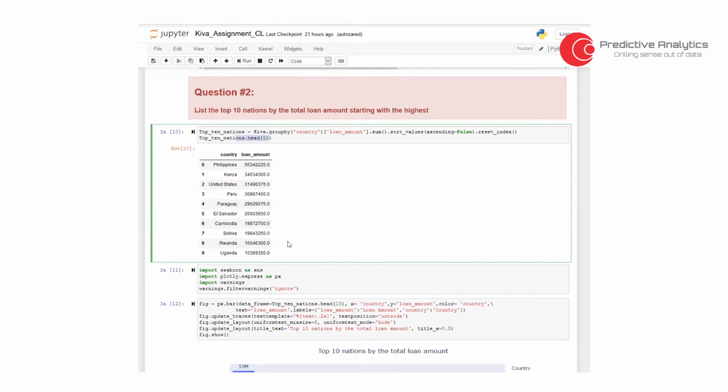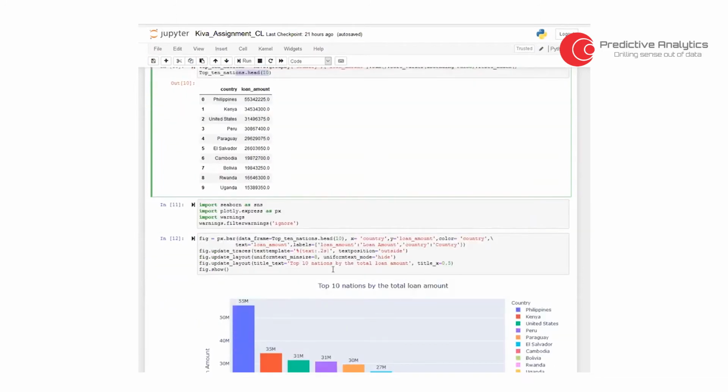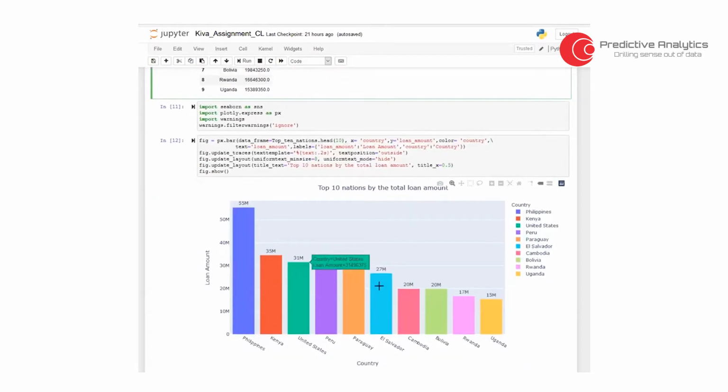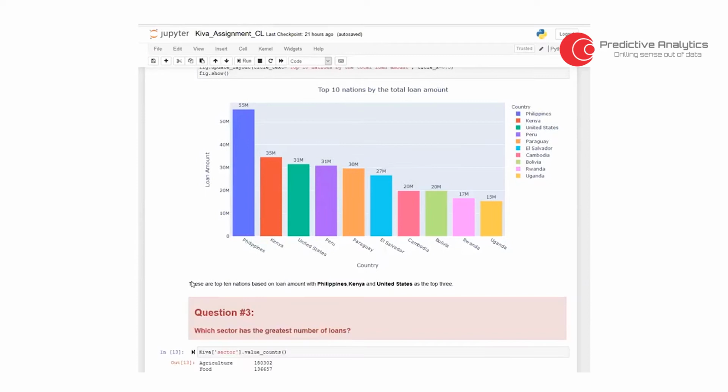And then after doing this, I plotted the same top 10 nations using Seaborn. And this is how it comes out, the top 10 nations, showing by country and the loan amount. I showed the amount in terms of millions. So we have Philippines, Kenya, United States, marked down here to show that the top 10 nations based on the loan amount have the Philippines, Kenya, and United States as the top 3.